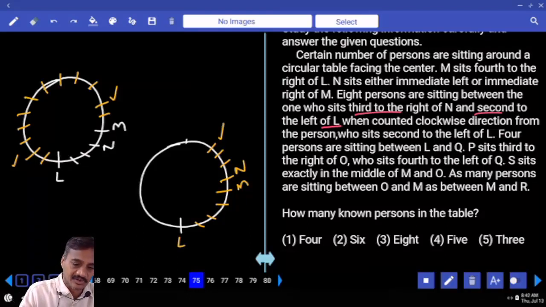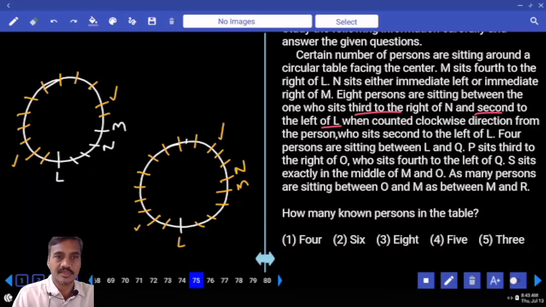And again, now the left hand side. Now the second person to the left hand side of L. Now this one has 8 persons. 1, 2, 3, 4, 5, 6, 7, 8. And there are two different possibilities.